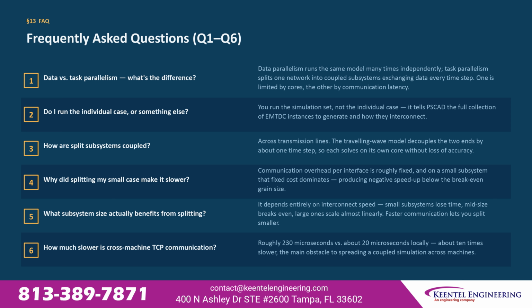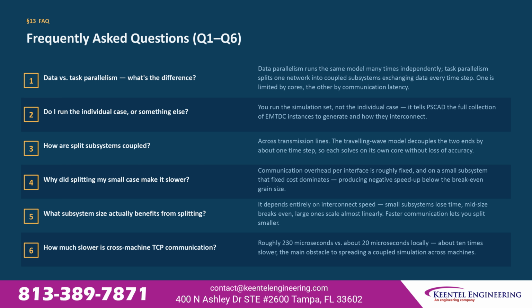Why did splitting my small case make it slower? Communication overhead per interface is roughly fixed. On a small subsystem, that fixed cost dominates the compute benefit, producing negative speedup below the break-even grain size. What subsystem size benefits from splitting? It depends on interconnect speed. Small subsystems lose time, mid-size breaks even, large ones scale nearly linearly. A faster communication layer lets you split smaller, profitably.